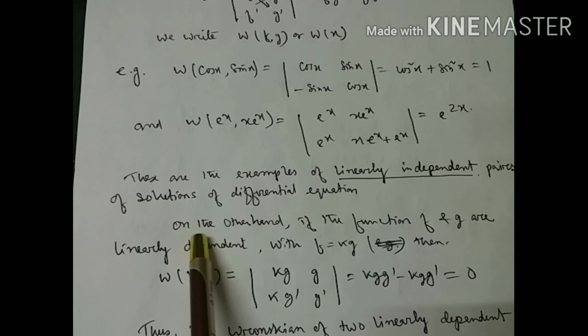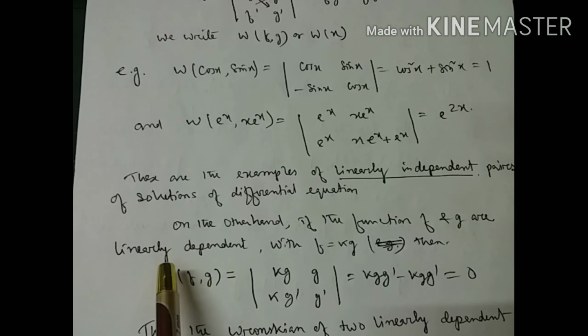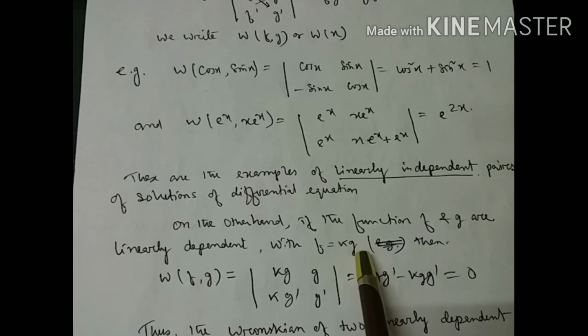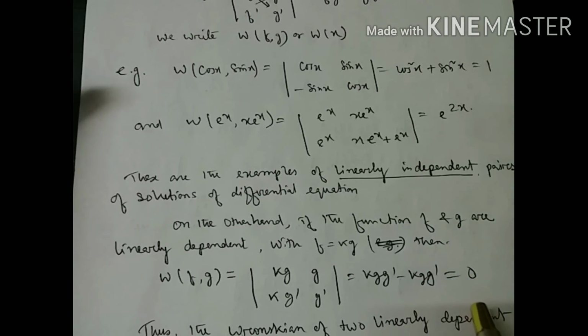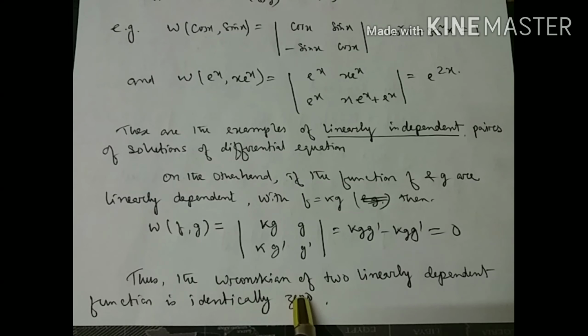On the other hand, if we take another two functions f and g, where f equals k g, then these two functions are linearly dependent. How? The Wronskian of f and g: first row f, g, but the value of f is k g. Second row, differentiating, k is constant, so k g dash. After expanding, the value becomes 0. Thus the Wronskian of two linearly dependent functions is identically 0.